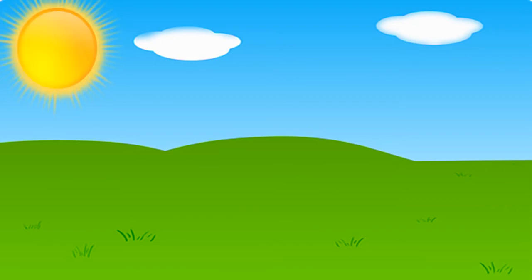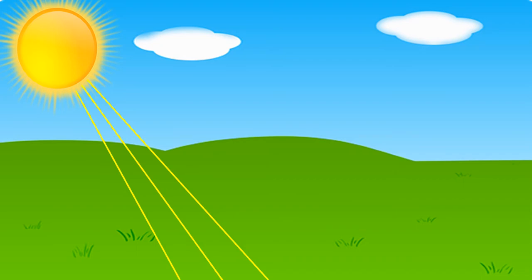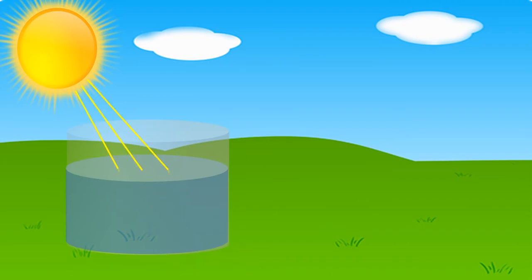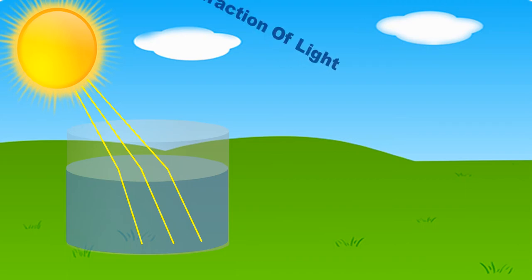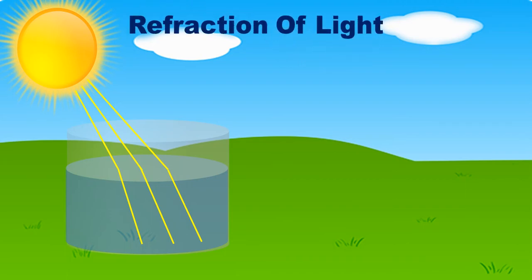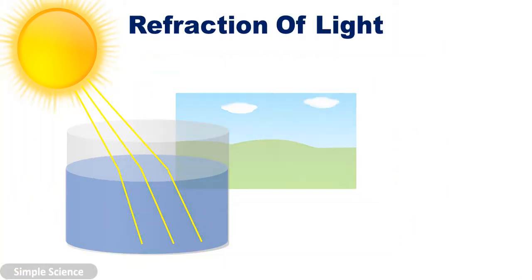What is refraction of light? You all know that when light travels, it travels in a straight line. But what happens when it travels from air to water or air to glass, or when it changes its medium? It bends. It bends means it changes its direction. So this change in direction of path of the light ray is called refraction of light.